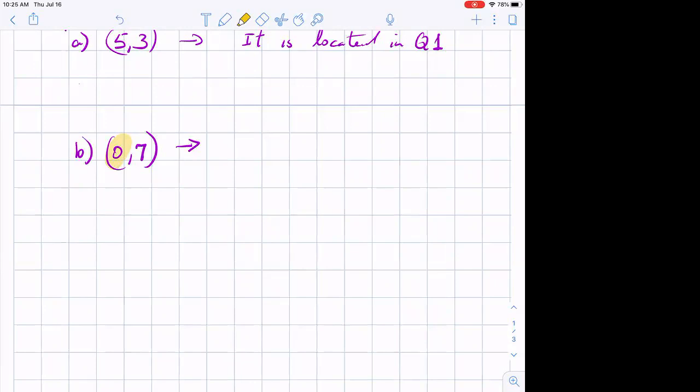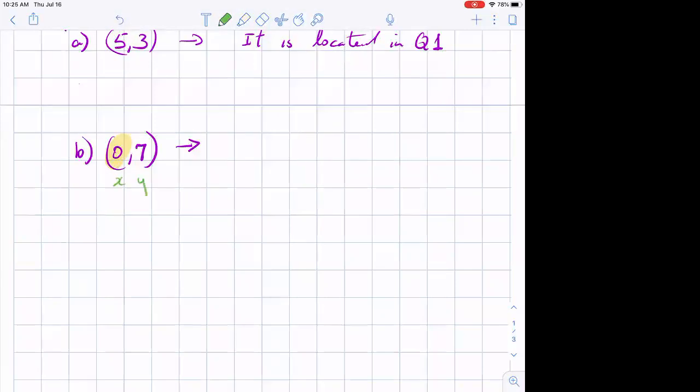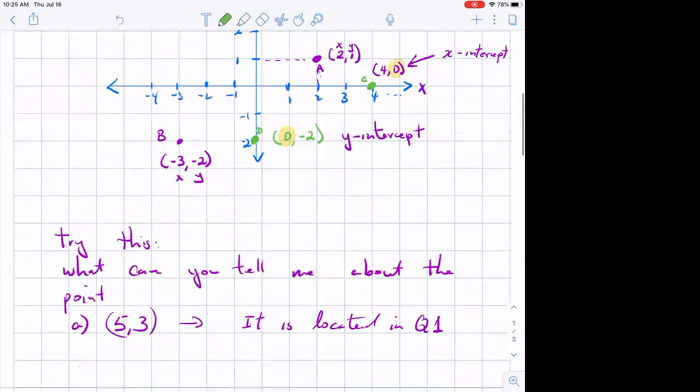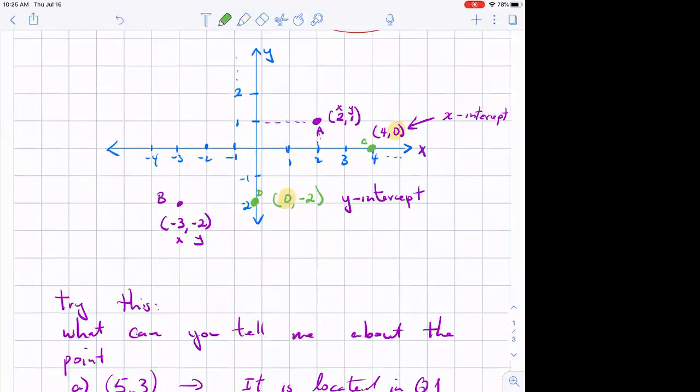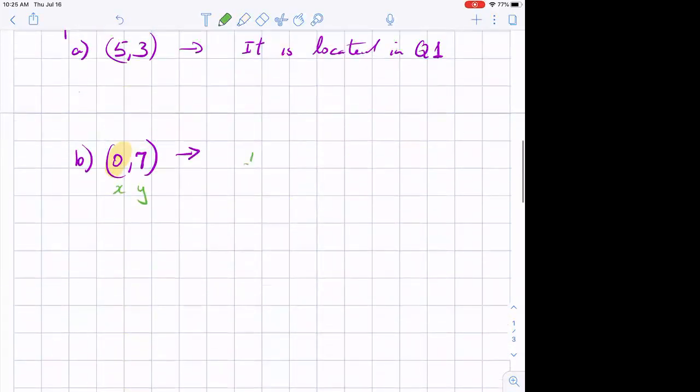Okay, so if you notice here on this point, this is x and this is y, right? X is 0. Anytime x is 0, what can you tell me? Let's go back to the notes. Anytime x is 0, what? A y-intercept? Yes, this is a y-intercept. Hence, intercepts are never in a quadrant.